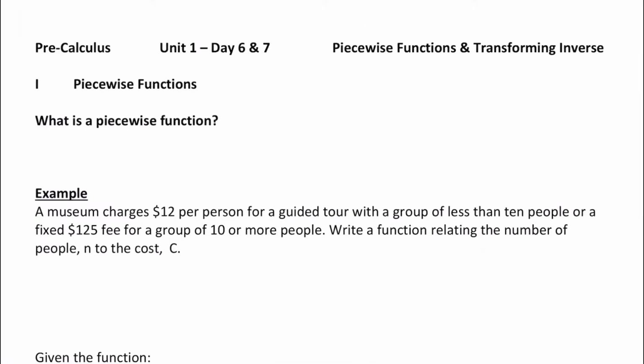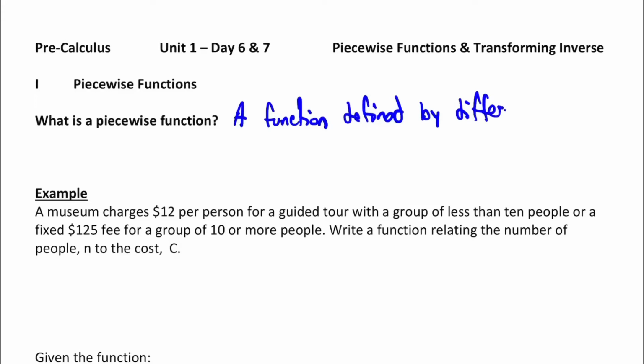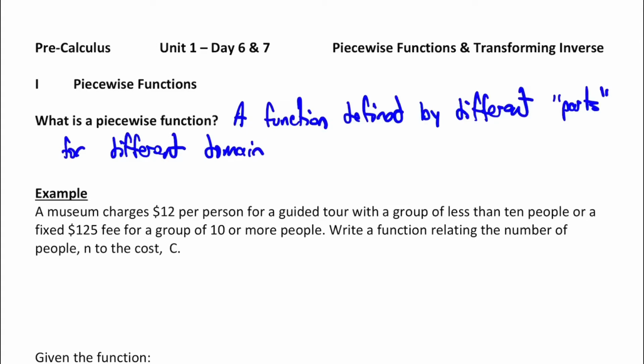So let's talk about what a piecewise function is. A piecewise function is simply a function defined by different parts for different domain intervals. Different domain intervals. So that means the look of the graph is going to change depending on where you are on the x-axis. So here's a simple example of a piecewise function.